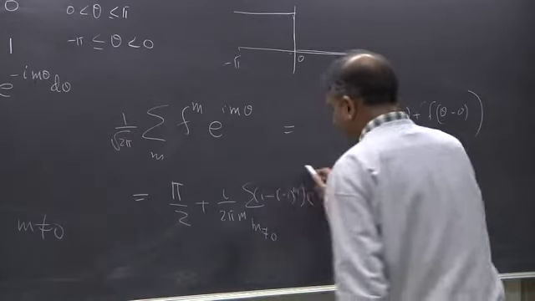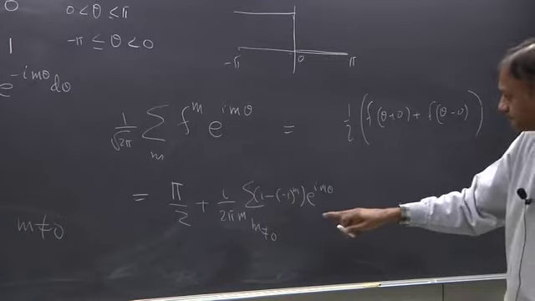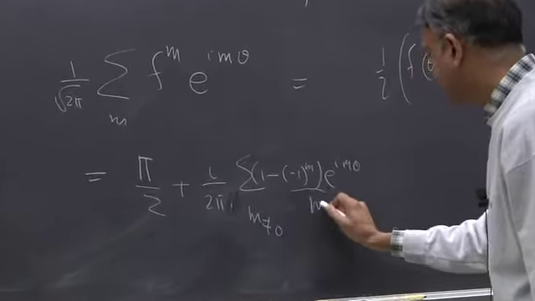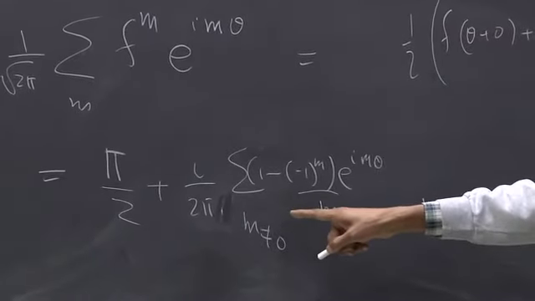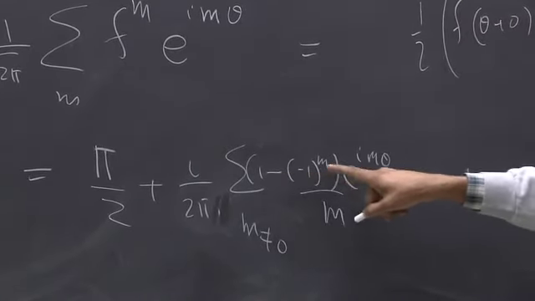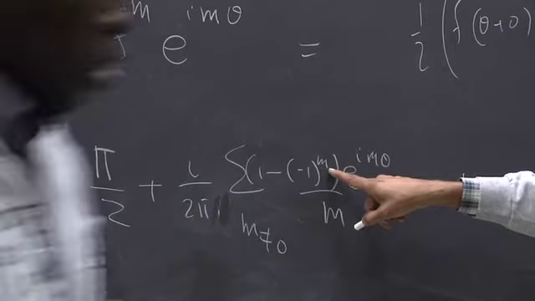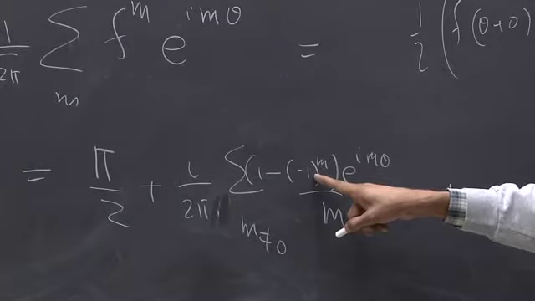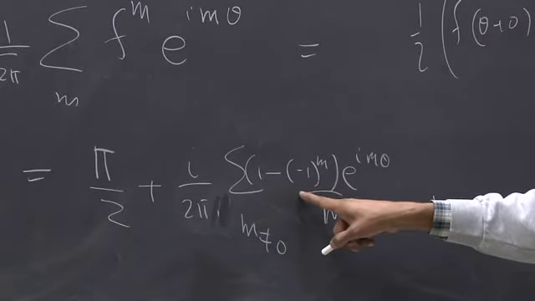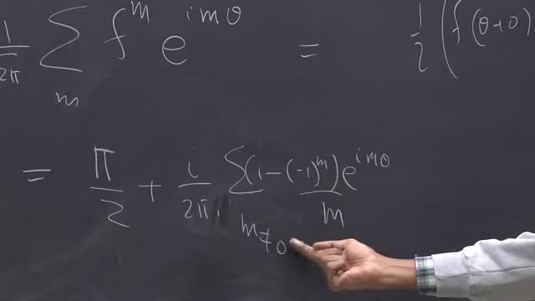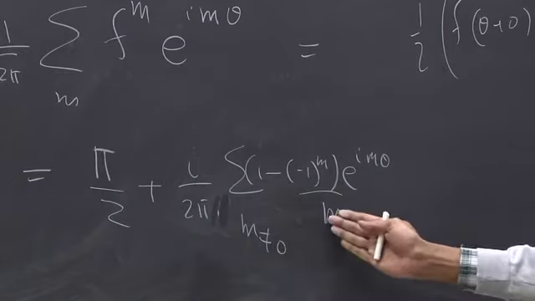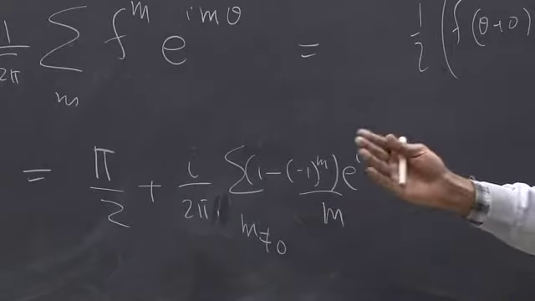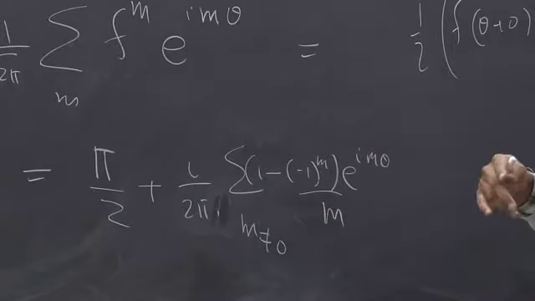You can simplify this a little bit. Sorry, there is an m here, inside. First of all, this tells you that this vanishes when m is even, because the 1 cancels with the minus 1 to the m. So only the odd terms survive. Secondly, you can combine m positive and m negative, say m equal to plus 3 and m equal to minus 3.